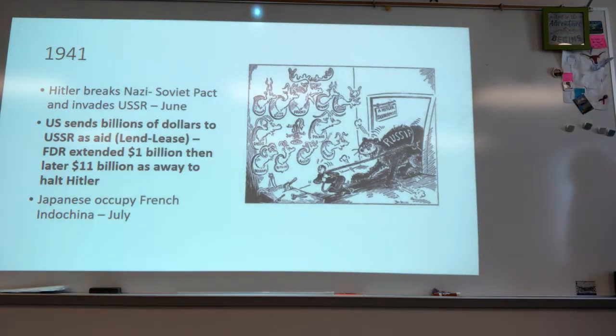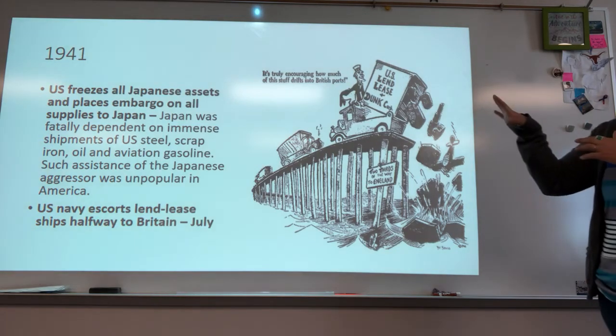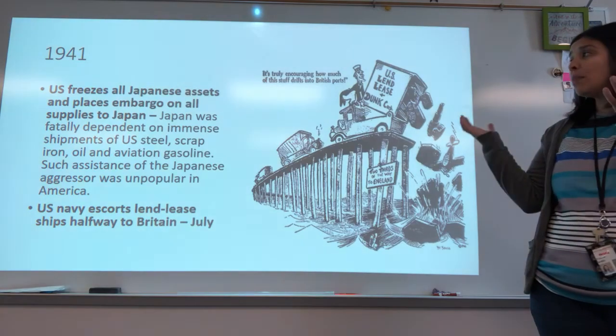Japan occupies French Indochina, and this will eventually lead to the reason of the Vietnam War, which we'll get to after spring break. The next one, the U.S. freezes all assets and places an embargo on supplies to Japan. Japan was fatally dependent on immense shipments of U.S. steel, scrap iron, and oil, and aviation gasoline for their what? Air Force, for their military. Many people, the assistance of the Japanese aggressor was unpopular in America. So is this transition or is this fully aiding the Allies by us not sending stuff to the Axis? Aiding the Allies, so A. Do I need to explain anything? No, because all supplies for war.